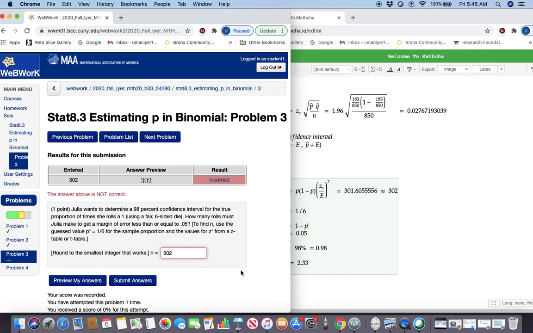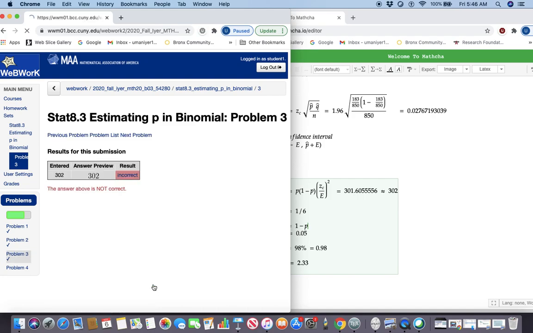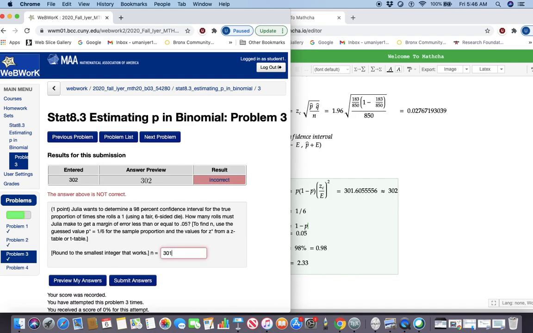Round to the smallest integer that works. Okay, so that is actually incorrect. You need 302 because this 0.6-some-odd has to be updated to the next whole number. Regardless, as you saw, it wouldn't accept 302, so I tried 301. So try either one. Theoretically, you need to go one up.